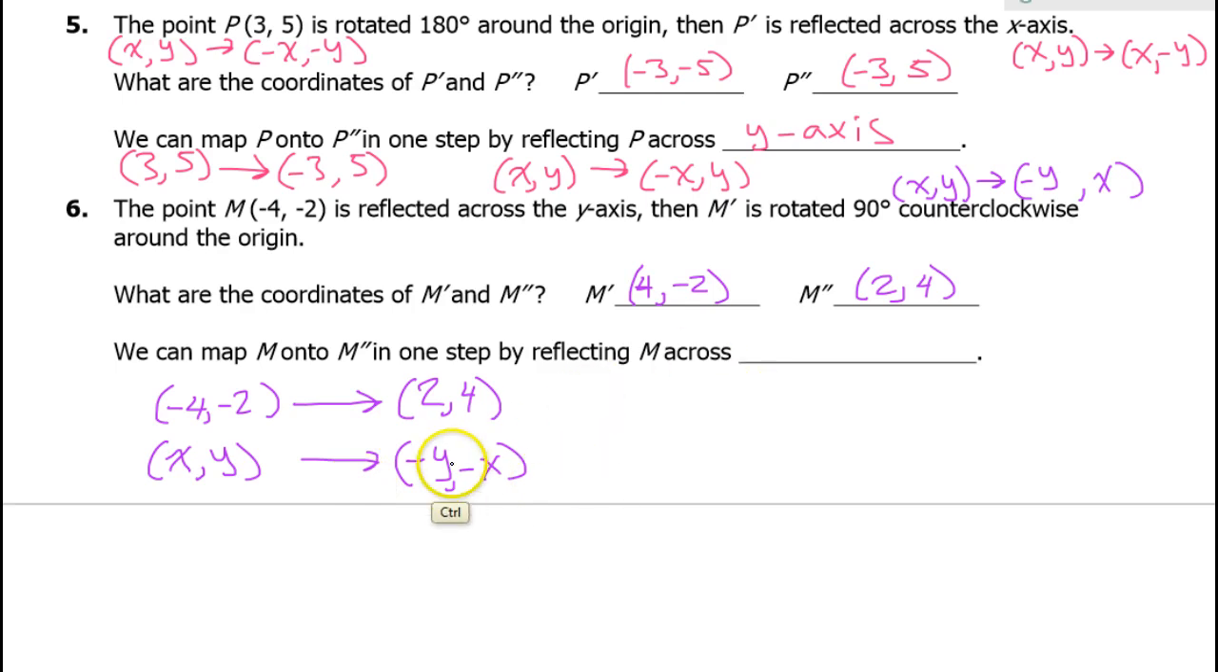What kind of reflection does that? All right? That's what happens when you do a reflection over the line y equals negative x. All right? That's something that we have simply memorized, that a reflection over the line y equals negative x is where you reverse them and change both signs. So there you go.